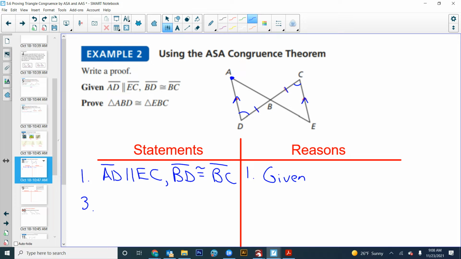Okay? So let's help Levi out. Does he have to name it with 3 letters in this case? No. Because there's only one angle at the vertex. So angle D is congruent to angle C. Reason? Alternate interior angles.